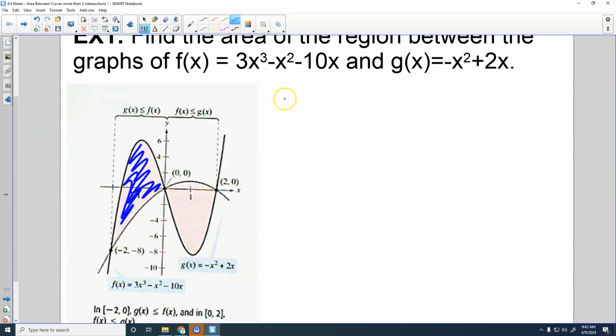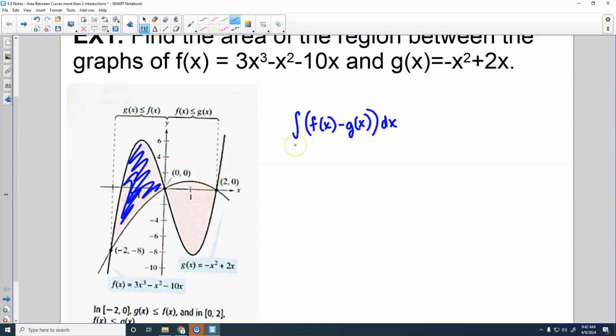The cubic. So for that section, I'm going to call it f of x minus g of x. And we're going to treat this like a calculator active problem. So that's all we have to write right there. We don't have to actually put the numbers in. If it was one you were doing by hand, you would need to put them in, but we're going to use our calculator.